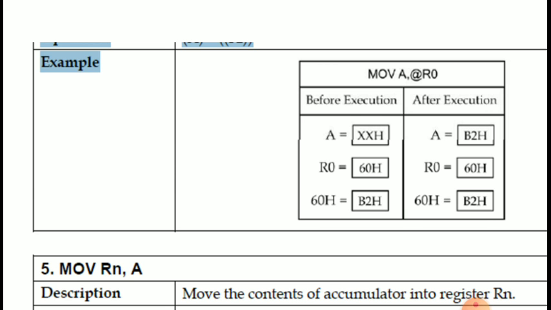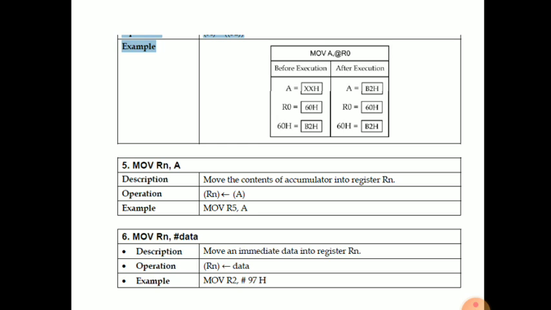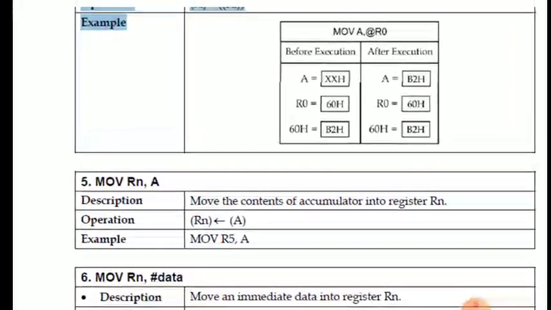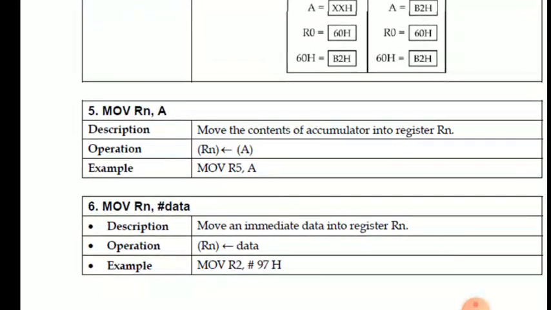Okay, I hope everyone has completed this example. Moving on to the next type of instruction, we have MOV Rn, A. If you see, this is the reversal of the operands from the first example we have seen, that is MOV A, Rn.